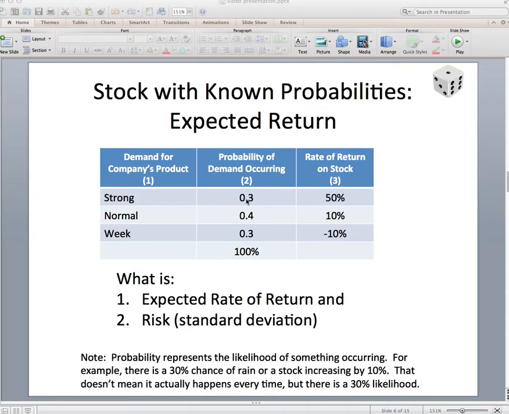So under strong, which occurs 30% of the time, the stock would grow by 50%, and 10% and negative 10%, and so on. Note, the probability represents the likelihood of something occurring. For example, there's a 30% chance of rain or stock increasing by 10%. That doesn't mean it'll actually happen, but there is a 30% likelihood.